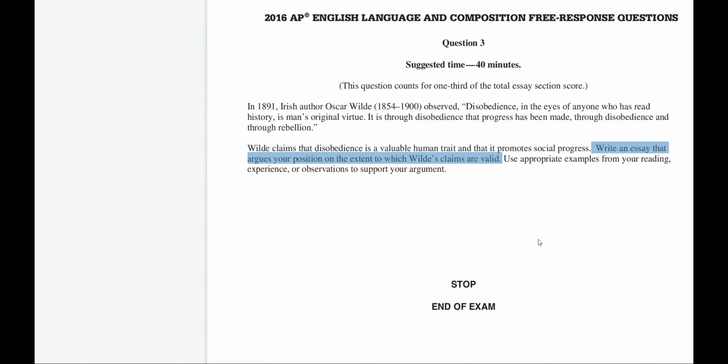Okay, so you agree with it. That would be your position. You agree to what extent? Completely, to somewhat, or partially? Partially. Thank you. So you have your thesis statement already. What would you say as your thesis statement? I think that disobedience is a form in which progress is being made, but not always. Thank you. That's your thesis statement. See that? That's a thesis statement.